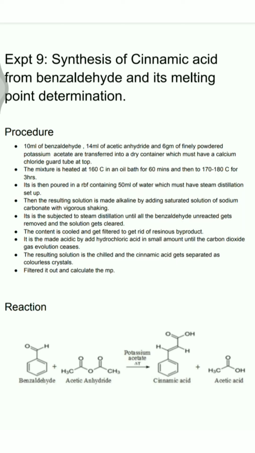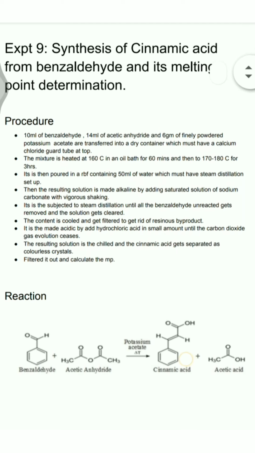The mixture is heated at 160 degrees centigrade in an oil bath for 60 minutes and then at 170 to 180 degrees centigrade for 3 hours. It is then poured into a round bottom flask containing 50 ml of water, which must have a steam distillation setup. Then the resulting solution is made alkaline by adding saturated solution of sodium carbonate with vigorous shaking.